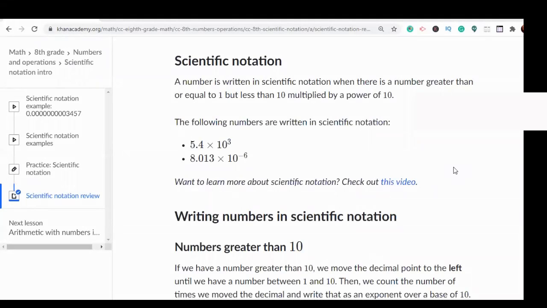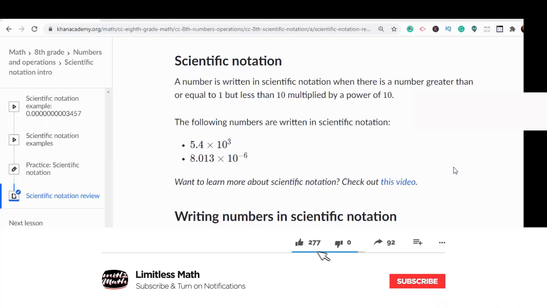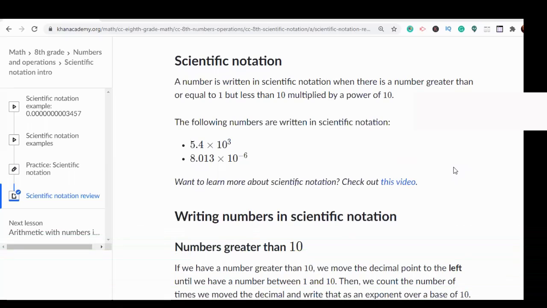Welcome back. The topic for this video lesson is all about scientific notation. We're going to learn what scientific notation is, how to use it, how to format numbers in this way, and also how to perform operations using scientific notation. So we're going to talk about adding, subtracting, multiplying, and dividing numbers in scientific notation as well.